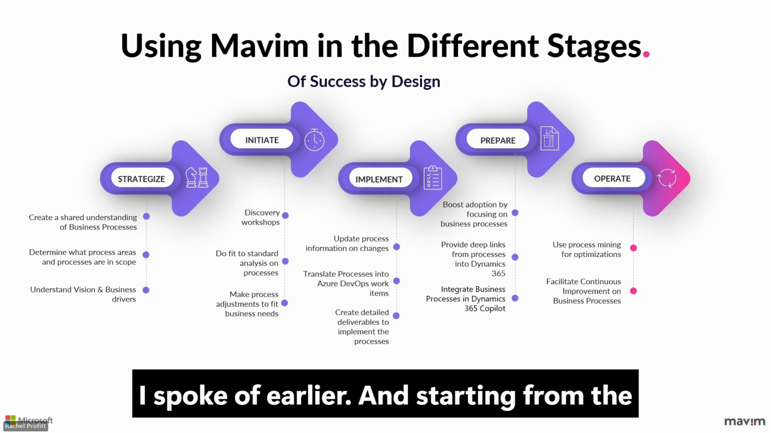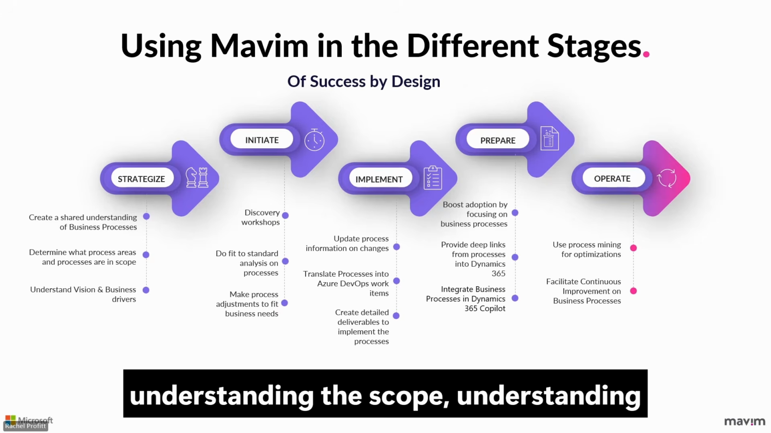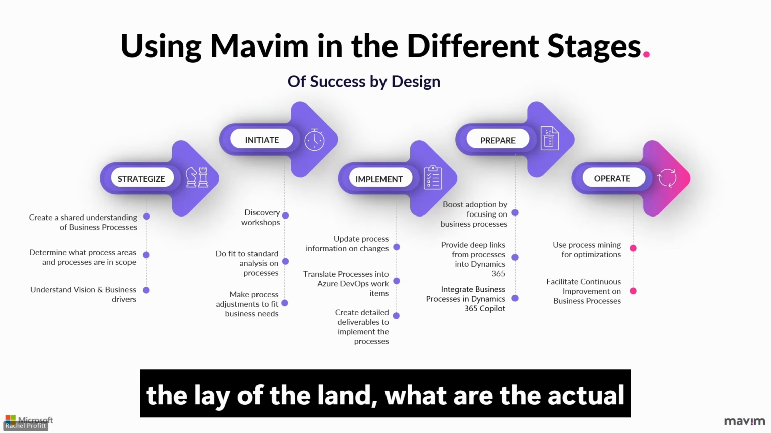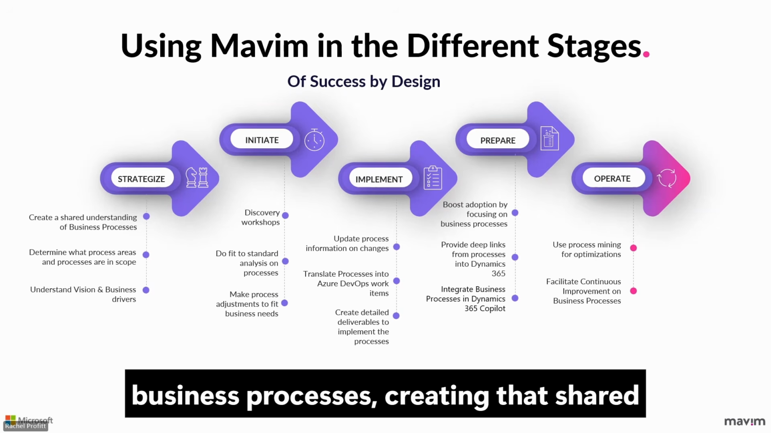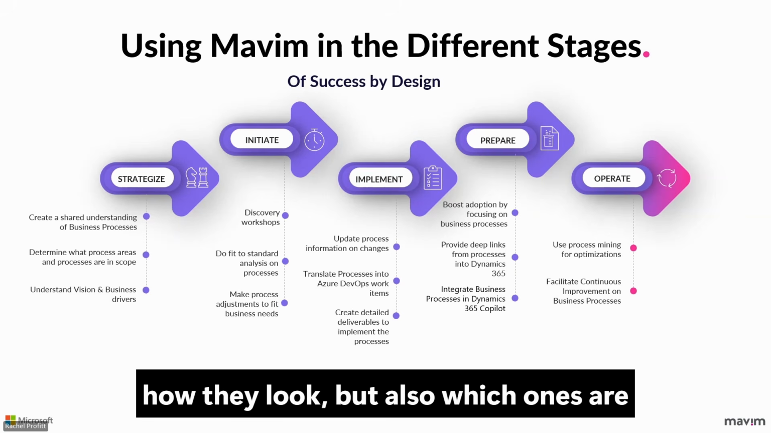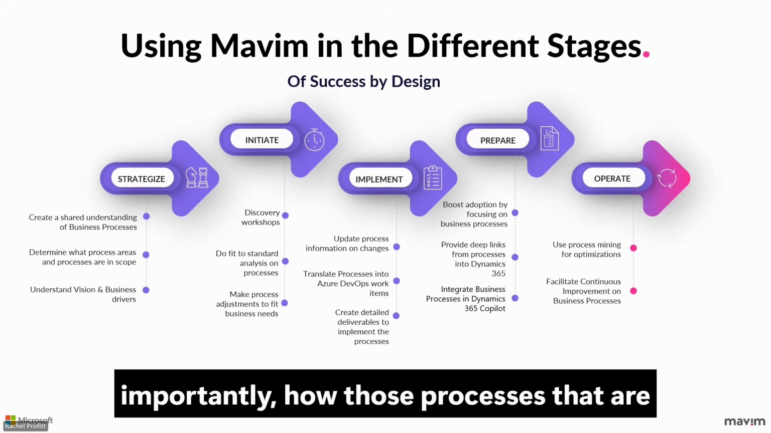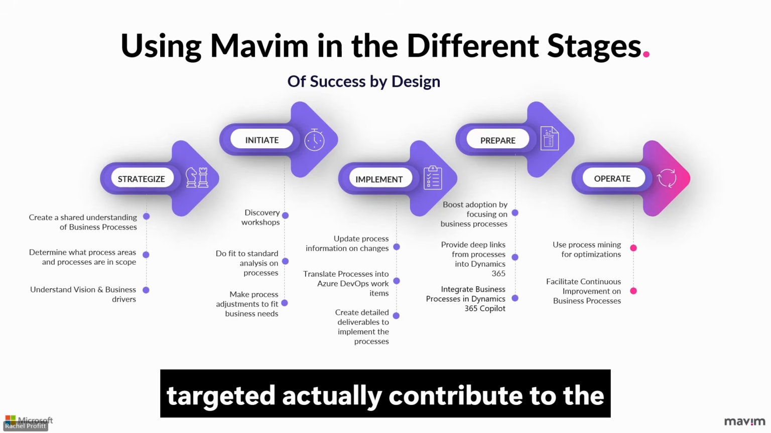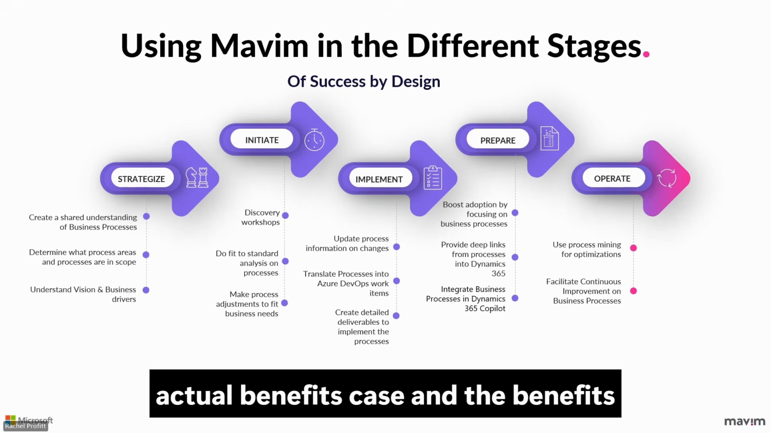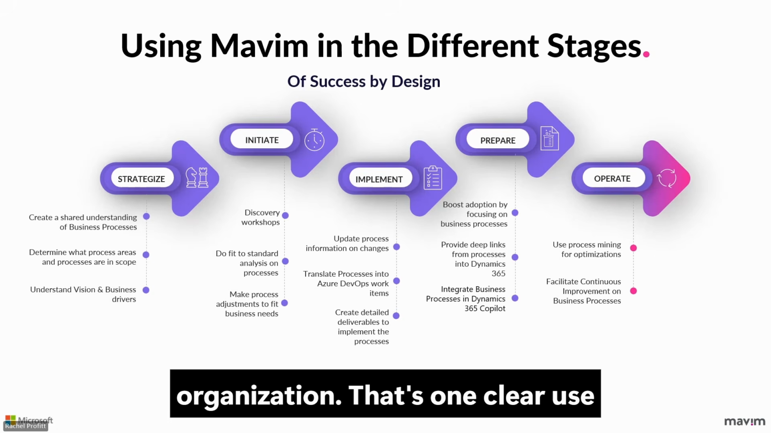Starting from the strategize phase, where the emphasis is understanding the scope, understanding the lay of the land. What are the actual business processes? Creating that shared understanding of what the processes are, how they look, but also which ones are actually within scope, and more importantly, how those processes that are targeted actually contribute to the benefits case, the benefits drivers and objectives of the organization.